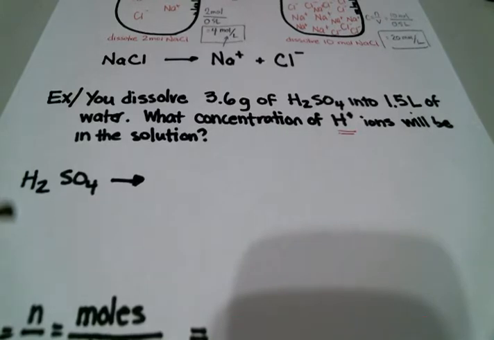So in this instance, we're going to dissolve 3.6 grams of solid sulfuric acid, H2SO4, into 1.5 liters of water.